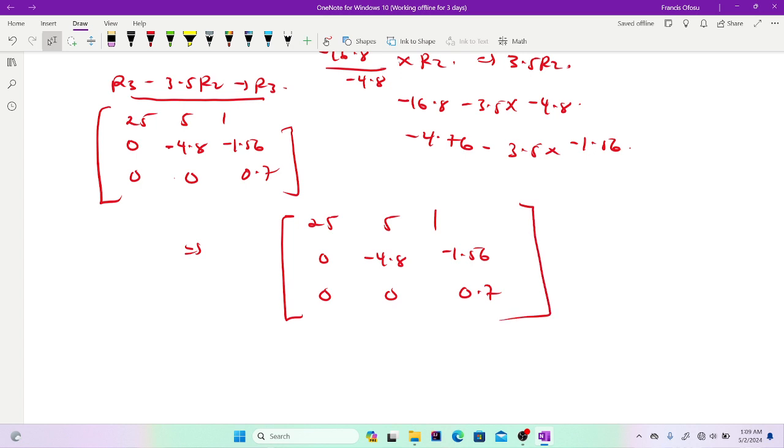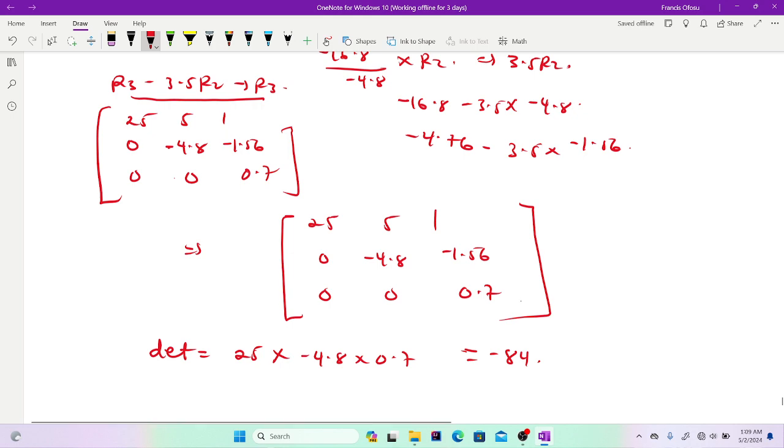So from the beginning, I told you that when we get an upper triangular matrix, the way to find our determinant is simply by multiplying all the elements on the principal diagonal. So our determinant is simply equal to 25 times negative 4.8 times 0.7. You punch this on your calculator: 25 times negative 4.8 times 0.7, and that is giving us negative 84.